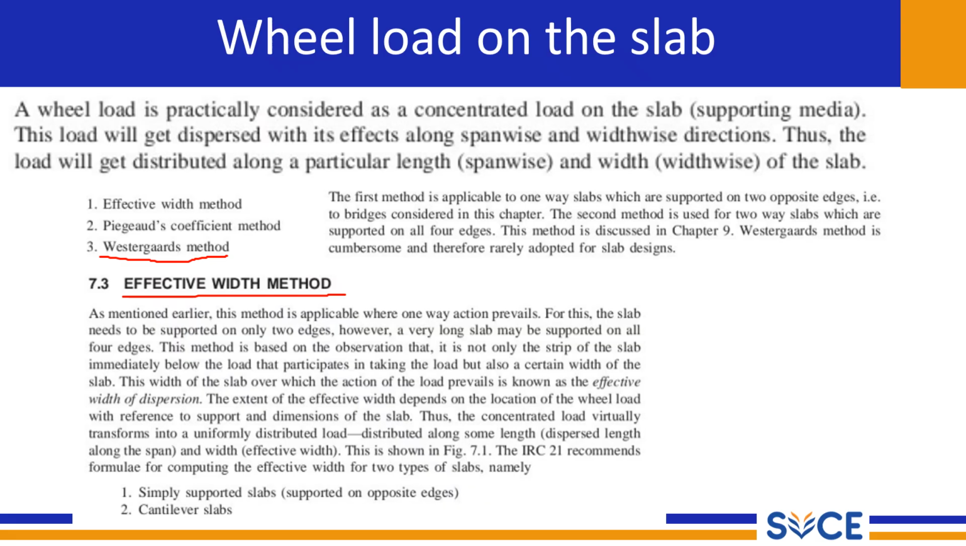So we consider this wheel load as a point load which will be transformed into a uniformly distributed load based on the size of the wheel. So it is distributed along some length, that is the dispersed length along the span, and the width, which is called the effective width. So this is shown in the figure. IRC 21 recommends formulas for computing the effective width of the slab for two types of slab. One is the simply supported slab and the other is the cantilever slab. So which we'll see.